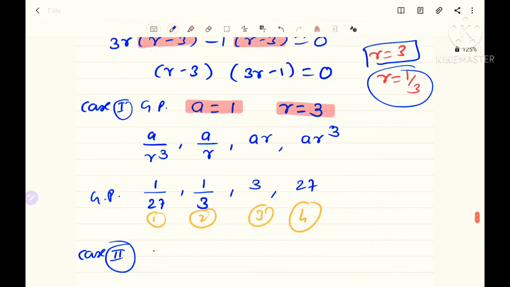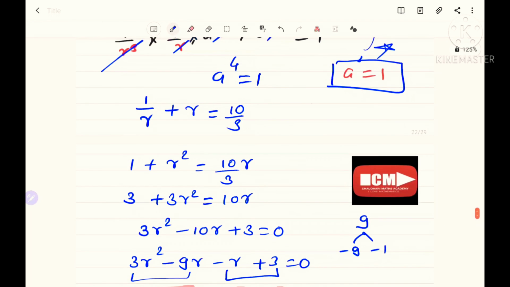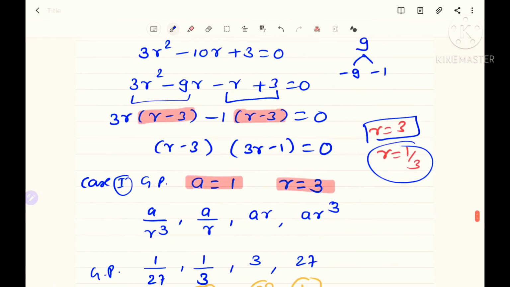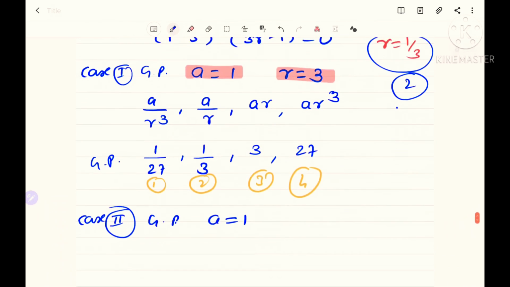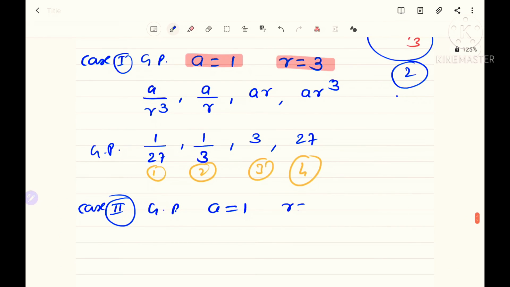With a equal to 1, I am keeping a equal to 1 as it is. This a will remain the same. There are 2 possible values of r: r equal to 3 and r equal to 1 by 3. That's why I am discussing these 2 cases. So case number 2, in which I am selecting r equal to 1 by 3.